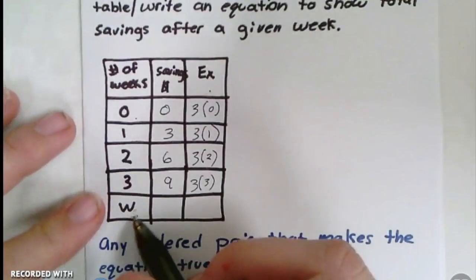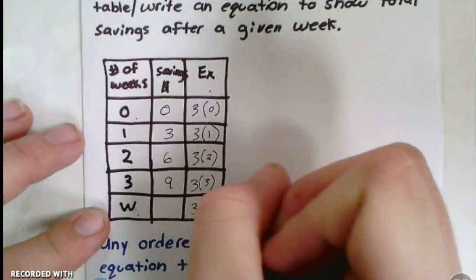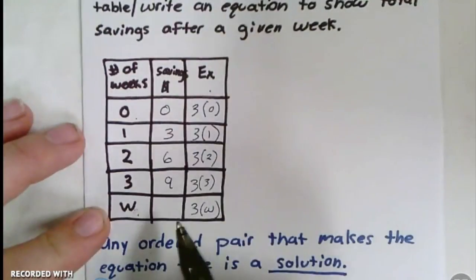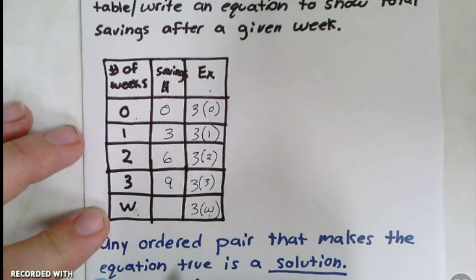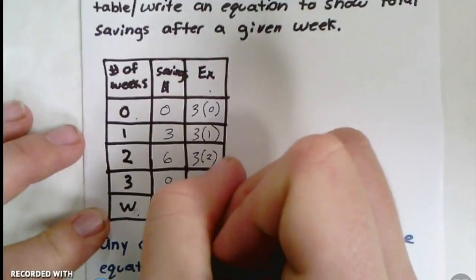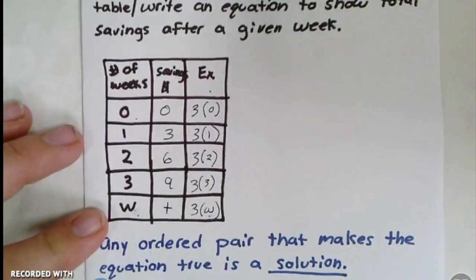And then this W I can put in, just like I've been putting in all these other numbers, to represent any number. So if I said, how about in 9 weeks, then I would replace the W with a 9 and do 3 times 9, which is 27. And so whatever we get, we're going to call the T for total.